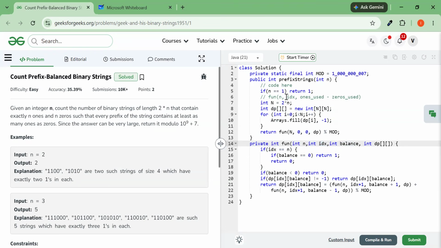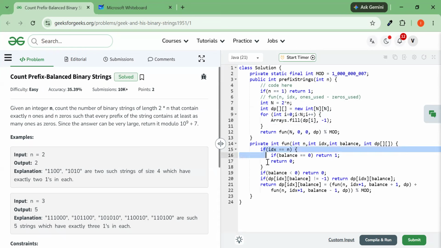So it means 0 to 2, and I made this a capital N. And what about balance? Balance again can go up to n only. Consider all are ones, you have put them, so it means you have encountered 2 into n in total. And I'm initializing every value with -1.